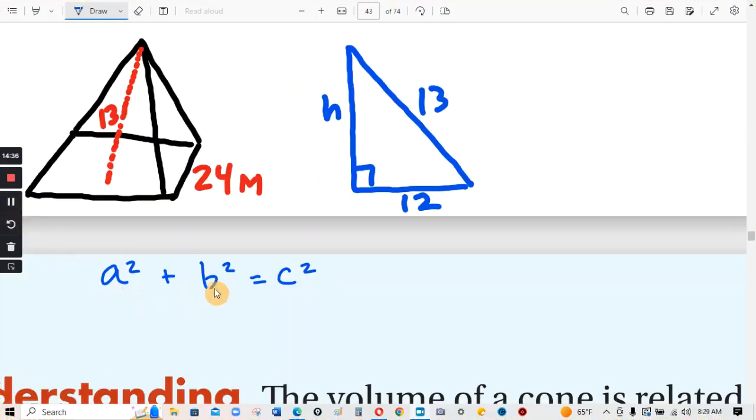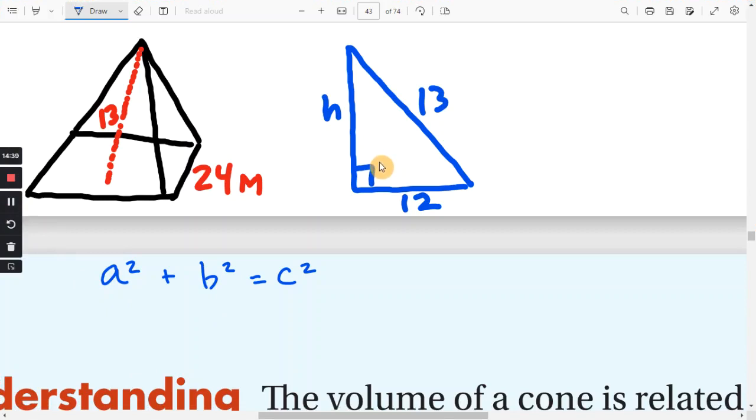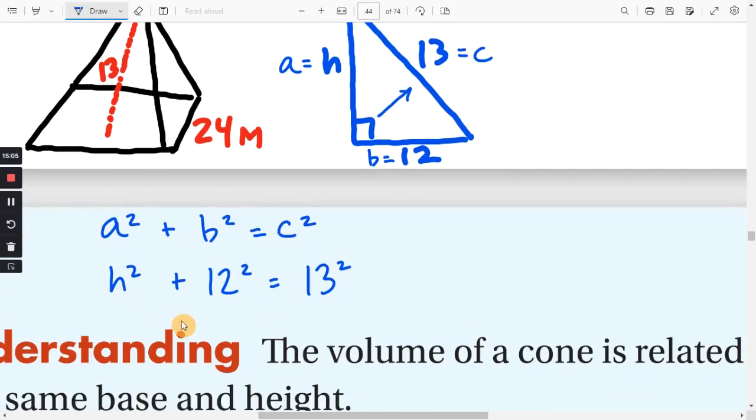All right, so Pythagorean theorem, once again, go across from your right angle. And that, of course, is C. A and B, it doesn't matter, so I'll let A equal the height. I'll let B equal 12. So A squared is going to be h squared. B squared is going to be 12 squared. And C squared is going to be 13 squared. All right, solving for h squared, just do minus 12 squared on both sides. It cancels here.